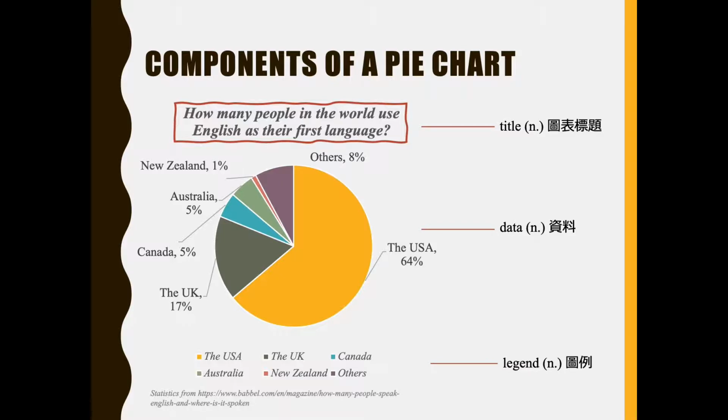The last thing is the source. It is the subtle yet important part, as it helps the readers judge whether the information you provide is solid and trustworthy. So, how is a pie chart described?